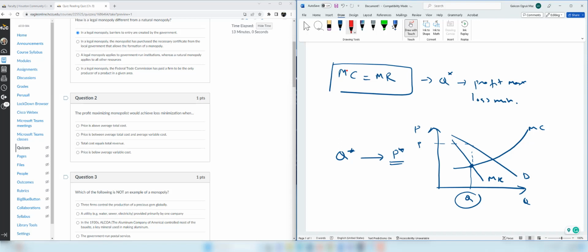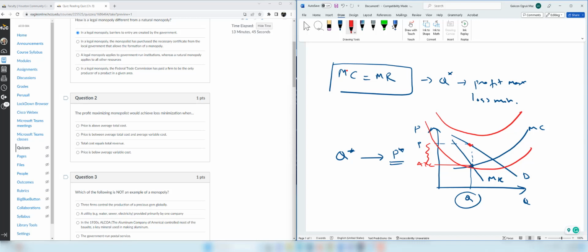We understand that by checking the average total cost curve. If the average total cost curve is above the price, then this is a loss minimization point. If it's below the price like this, then this is actually profit maximization, because at that quantity, let's say here, you are paying the ATC amount, but you are earning P, so the difference is positive, so you're making a per unit profit. Given this, we know that if the price is less than average total cost, then we are actually loss minimizing. So price above average total cost is a wrong answer.